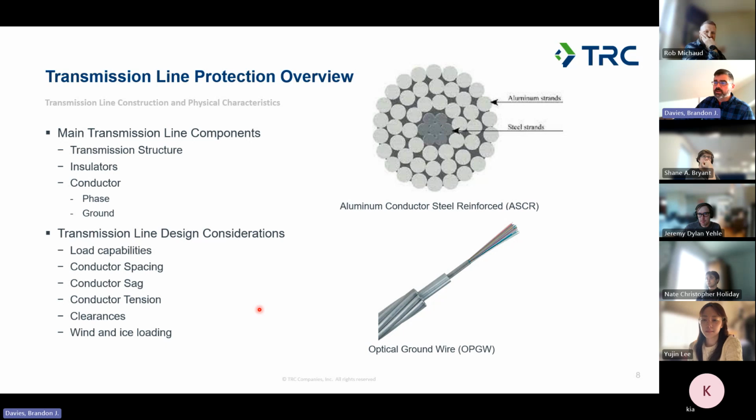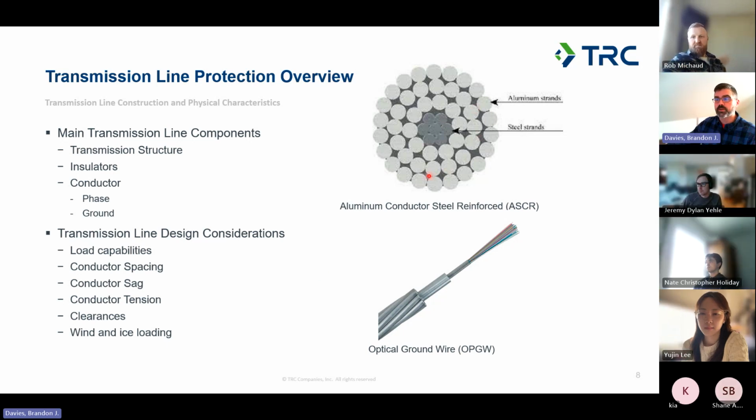A couple of different kinds of conductors I've got over here. The top one is an aluminum conductor, steel reinforced, or ACSR conductor. The aluminum strands are wound around the outside of the conductor and provide the primary path for your power transmission, and then you get some steel strands in the middle that provide strength for the cable itself, to make the cable stronger.